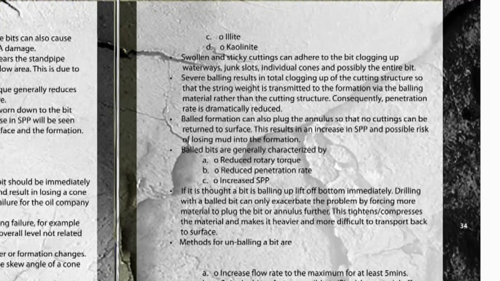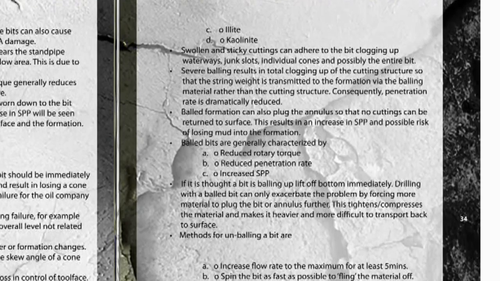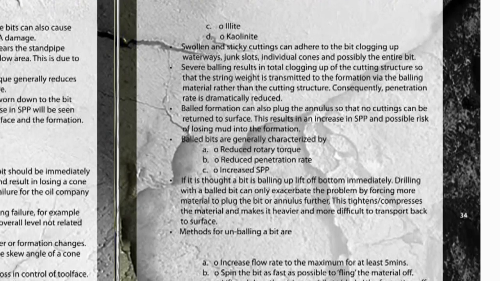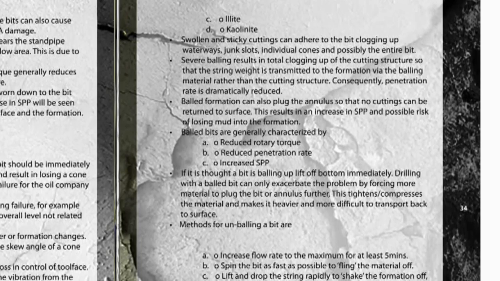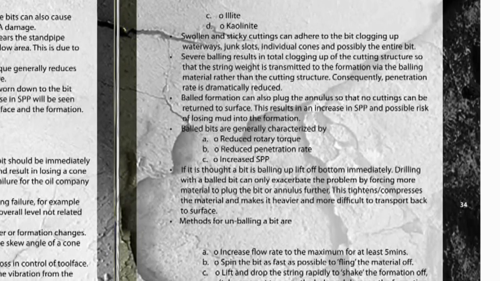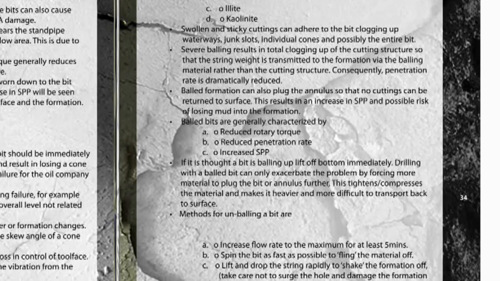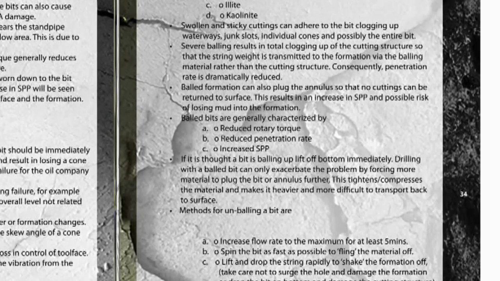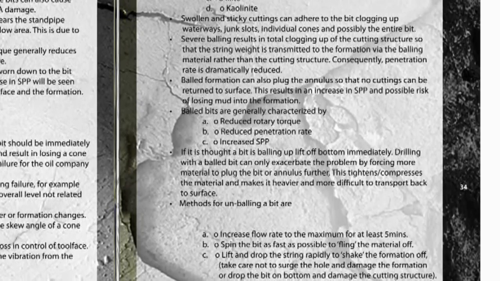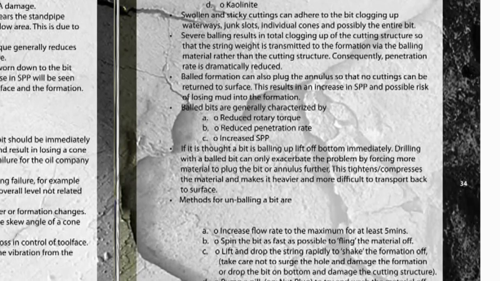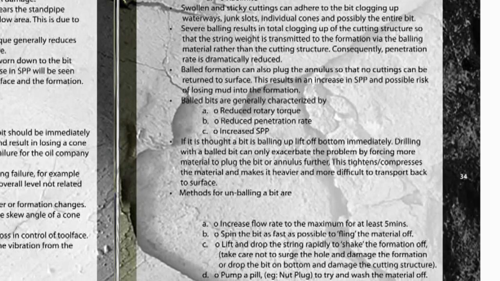Swollen and sticky cuttings can adhere to the bit, clogging up waterways, junk slots, individual cones, and possibly the entire bit. Severe balling results in total clogging up of the cutting structure, so that the string weight is transmitted to the formation via the balling material rather than the cutting structure. Consequently, penetration rate is dramatically reduced. Balled formation can also plug the annulus so that no cuttings can be returned to surface. This results in an increase in SPP and possible risk of losing mud into the formation.